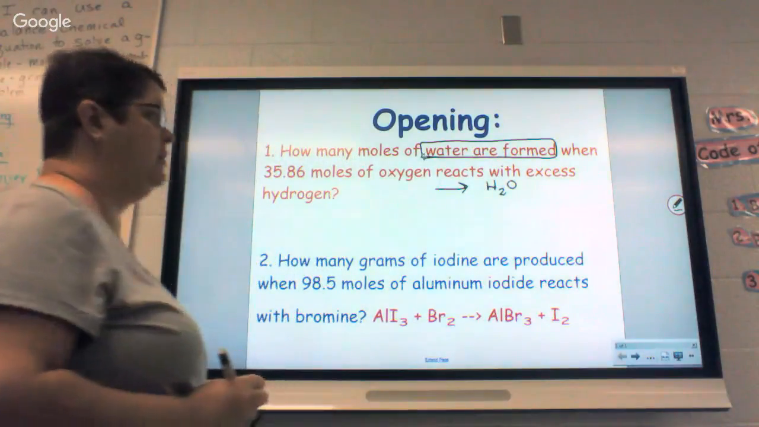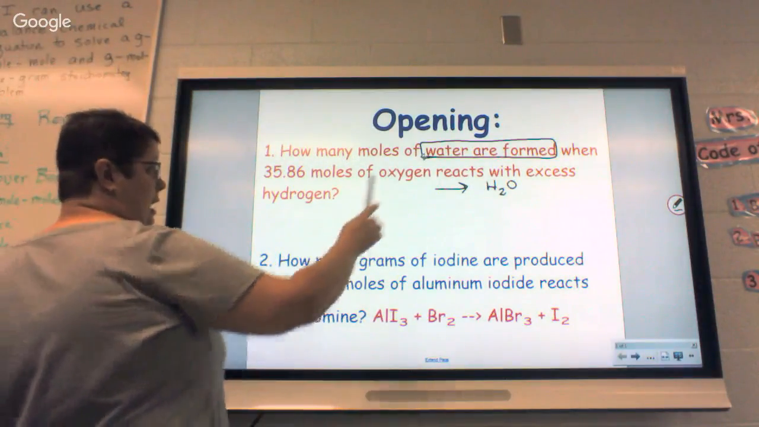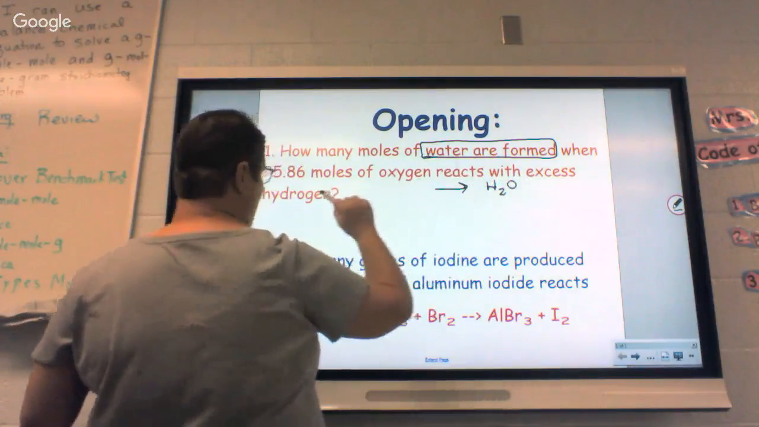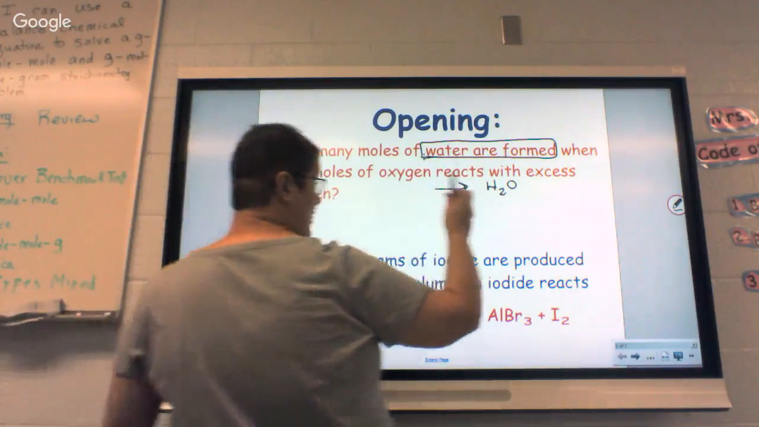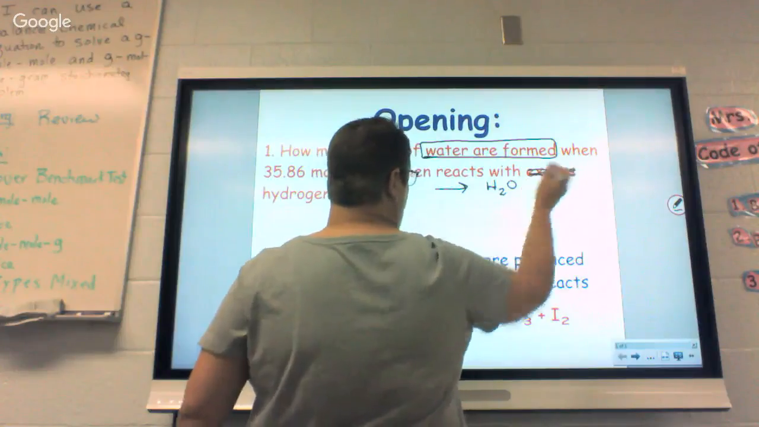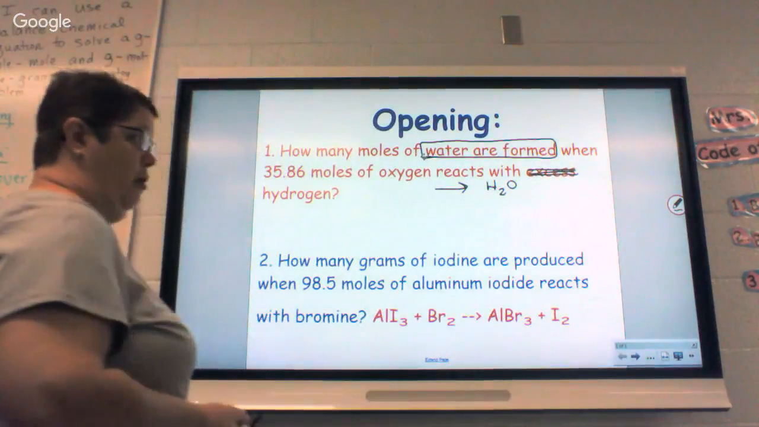Now, what is it formed from? Oxygen reacts with excess hydrogen. Now, Daniela asked, what does excess mean? It just means you have plenty of it. You don't really need that word.